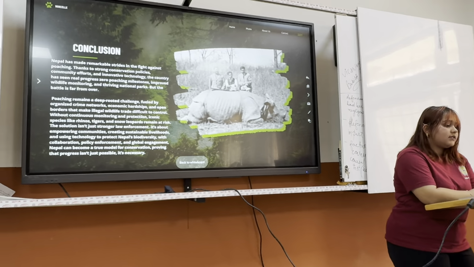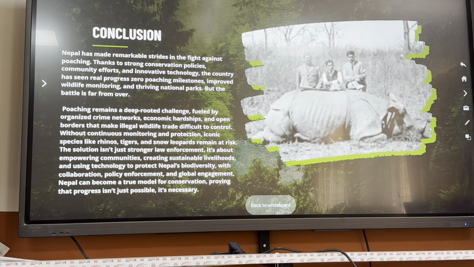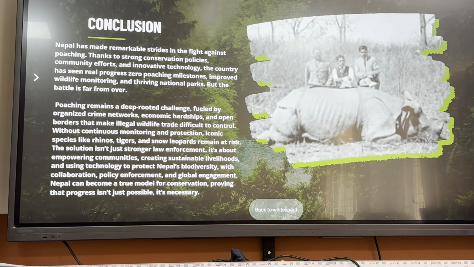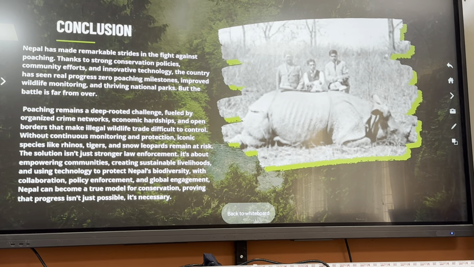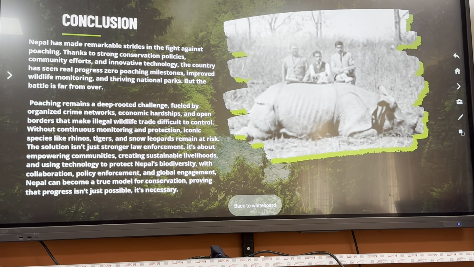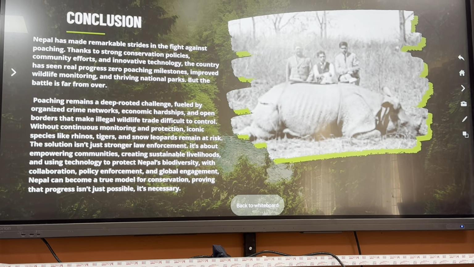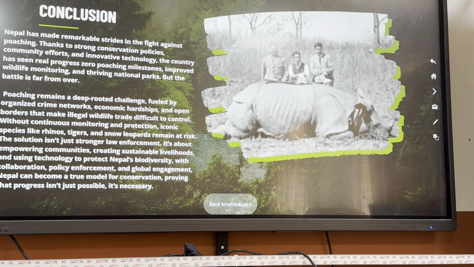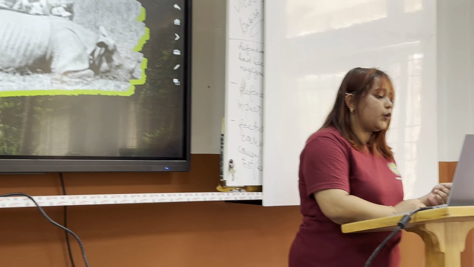And for the conclusion, Nepal has made remarkable strides in the fight against poaching, thanks to strong conservation policies, community efforts, and innovative technology. The country has seen real progress: the zero poaching milestone, improved wildlife monitoring, and thriving national parks. But the battle is far from over. Poaching remains a deep-rooted challenge, fueled by organized crime networks, economic hardship, and open borders that make illegal wildlife trade difficult to control. Without continuous monitoring and protection, iconic species like rhinos, tigers, and snow leopards remain at risk.